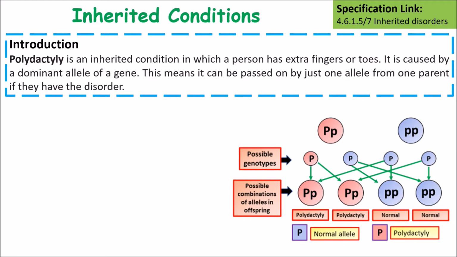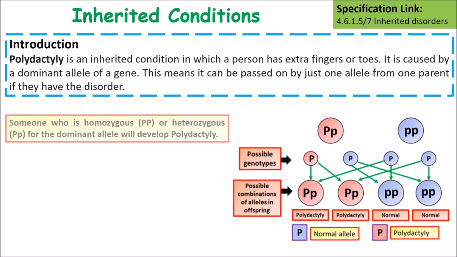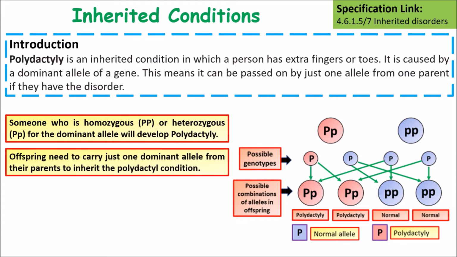Polydactyly is an inherited condition, which means that a person has extra fingers or toes. It is caused by a dominant allele of a gene. This means that it can be passed on by just one allele from one parent if they have the disorder. Someone who is homozygous, big P, or heterozygous, big P, little p, for the dominant allele will develop polydactyly. So offspring need to carry just one dominant allele from their parents to inherit it.